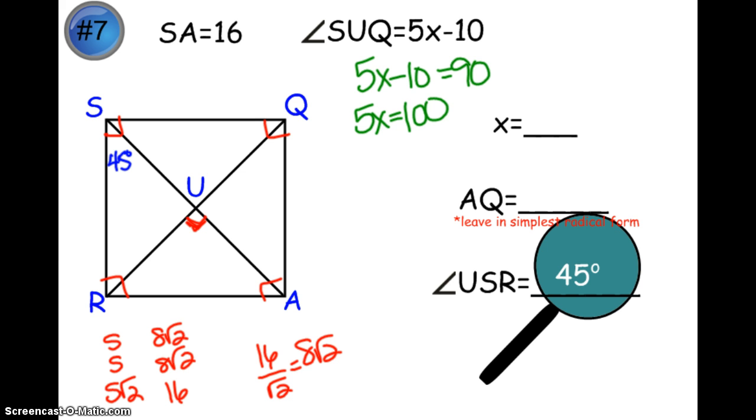So again, these were just some very simple review problems. You're still going to need to be able to find area and perimeter, but this is a good start for getting ready for the test.